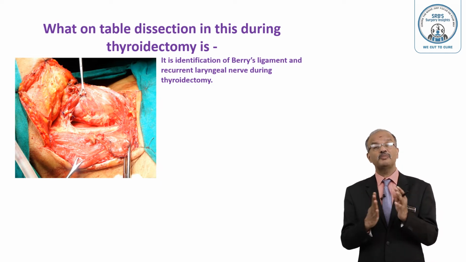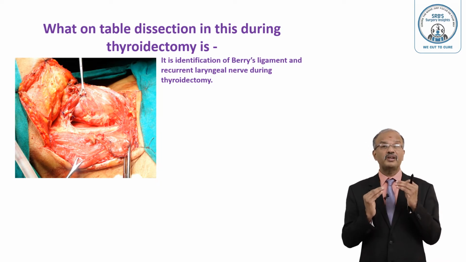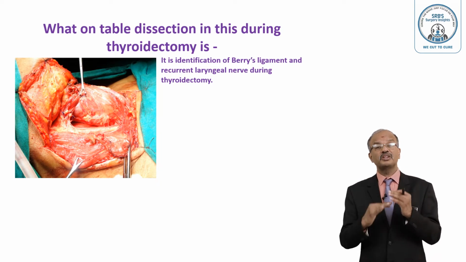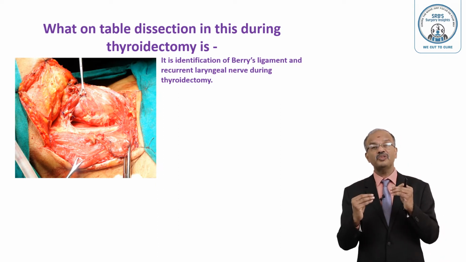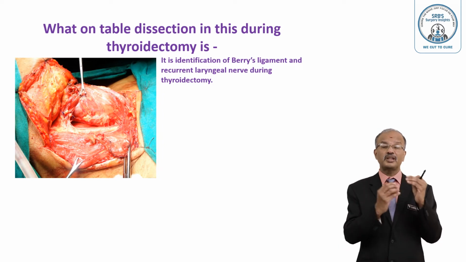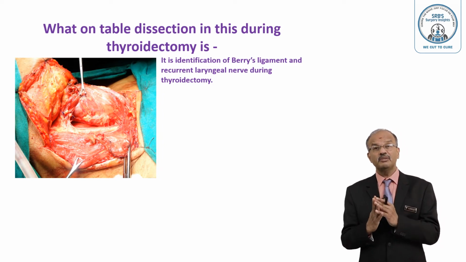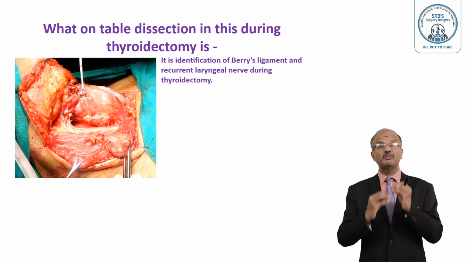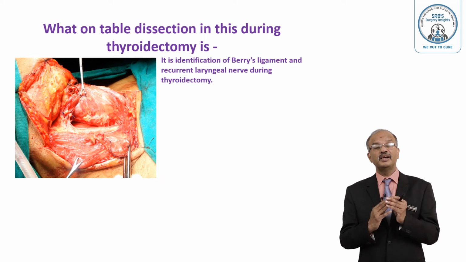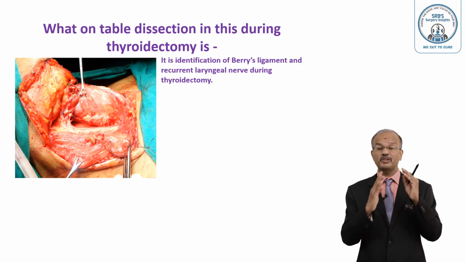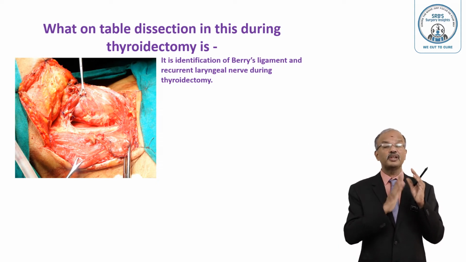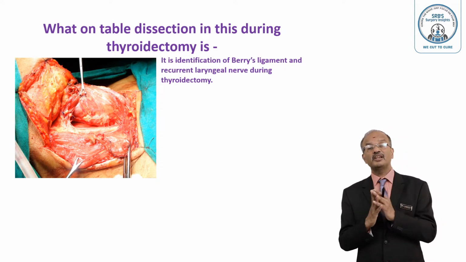Another important point about Berry's ligament is, because of the Berry's ligament, the thyroid moves upward with deglutition. It is a very, very clinical point. Why do you say this is thyroid? Because the thyroid moves upward with deglutition. The thyroid moves upward with deglutition because of the Berry's ligament. Berry's ligament is attached to the cricoid cartilage, and it is the condensed posterior upper part of the pretracheal fascia. That much answer you should always be able to give in relation to Berry's ligament.